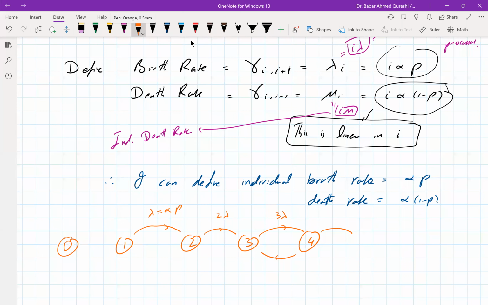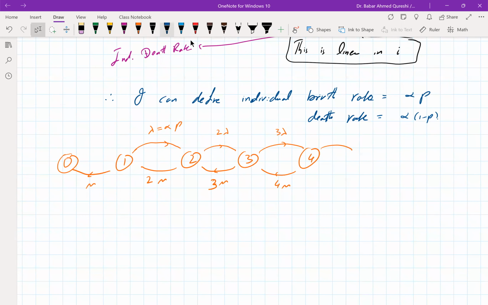Similarly, on this side, you have 3 mu, 2 mu, and, well, wrong. This should be 4 mu. This should be 3 mu, 2 mu, and mu. So this is the transition matrix for it.